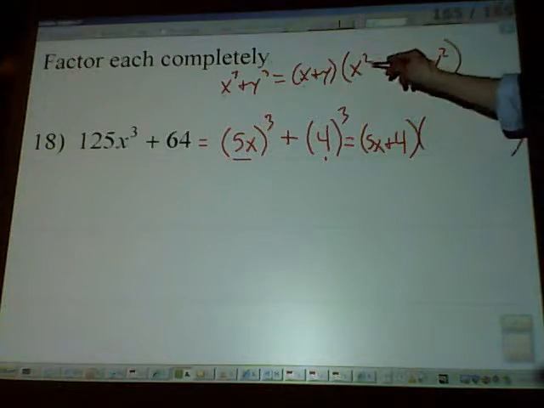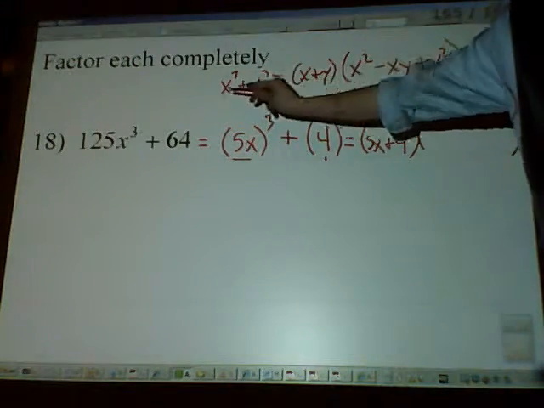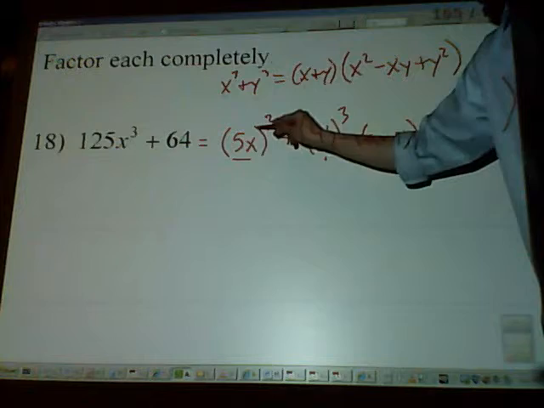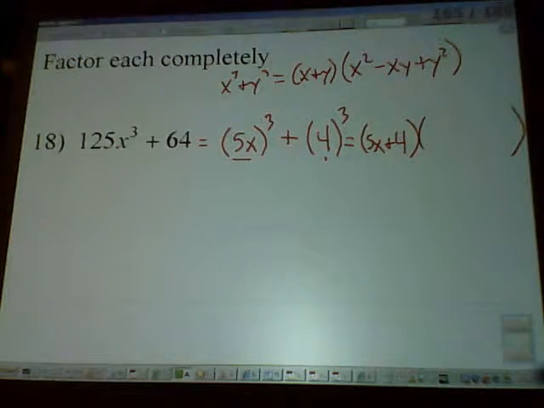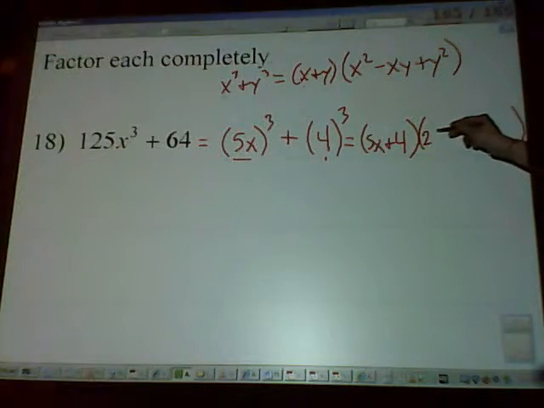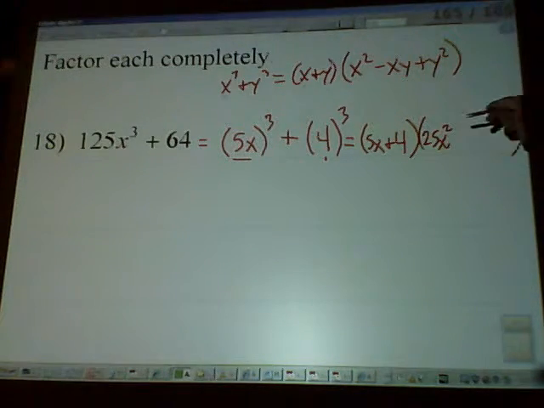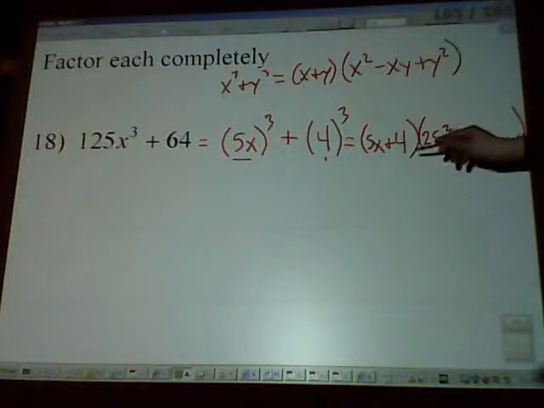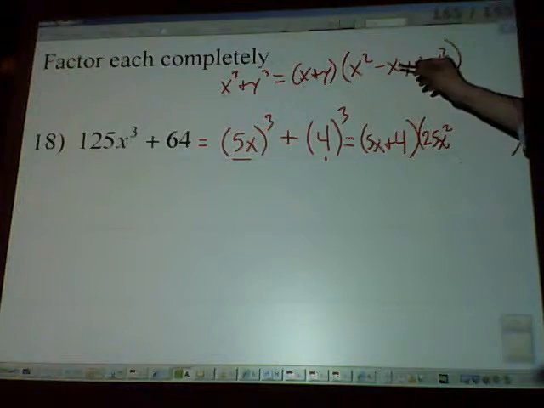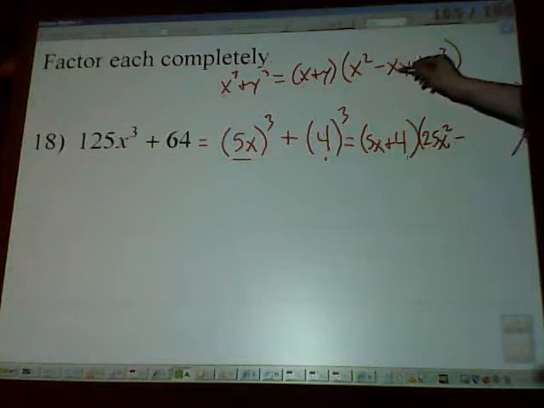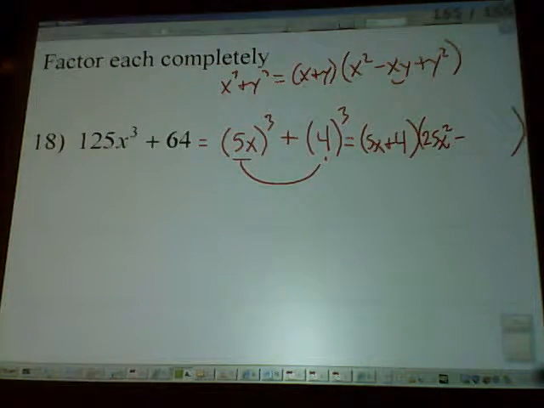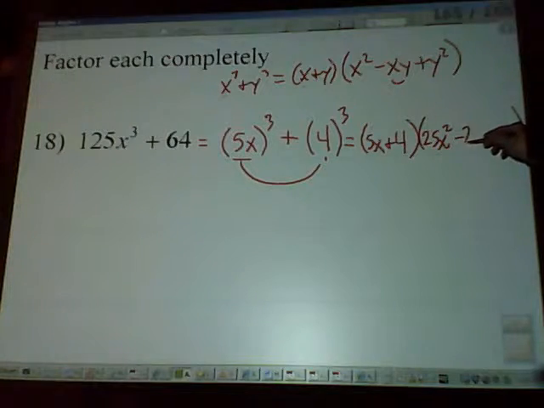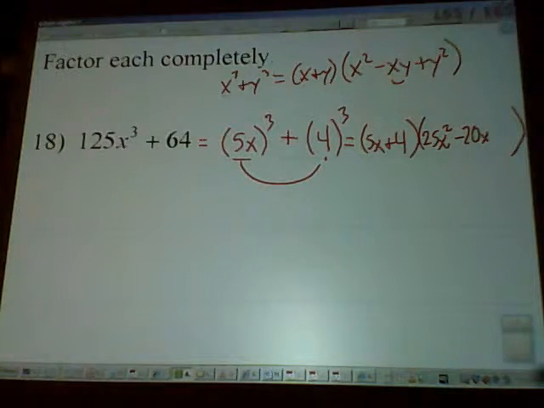Now I come in over here and I put x squared. But x squared stands for the first term. So what's the first thing I'm cubing? It's 5x. So this is 5x squared. And 5x squared is 5x times 5x. And that makes 25x squared. Now we got one more term, right? We got the middle term. So we got minus, and then you do x times y. So we're going to do 5x times 4. And 5x times 4 makes 20x.